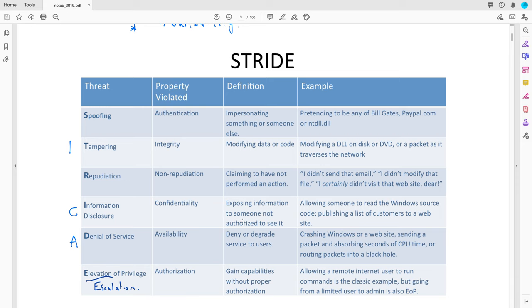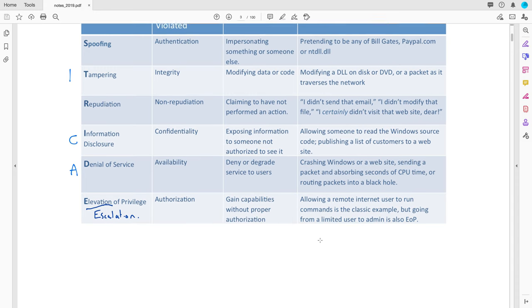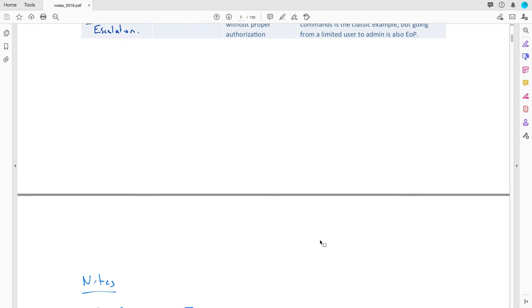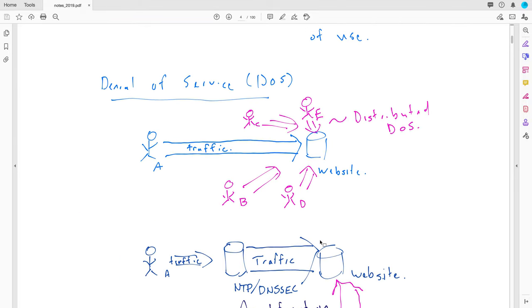But anyways, I've gotten better through experience of writing exams. So now for your final exam, I'll come up with some new examples that I promise will be very clear cut, and you'll have no question about which category they fall into. Okay, other questions or comments about Stride? Okay, so Stride is fine. It's just a light kind of brainstorming exercise that you can use if you want to.